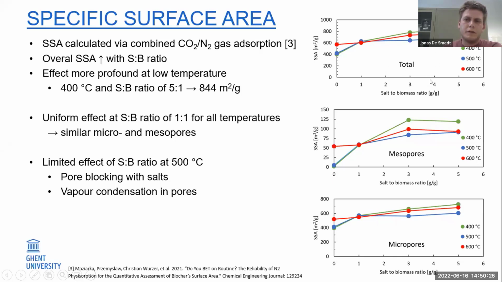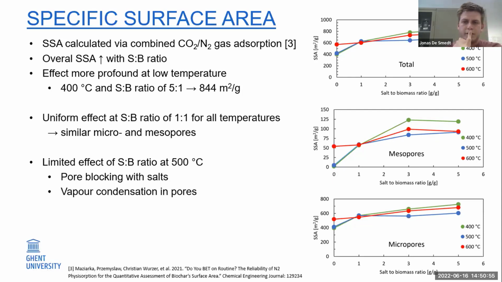On the top graph is the overall or total specific surface area. Below that, the mesopores, and below that, that of the micropores. We know that the overall surface area increases with the amount of salt that was added. The most profound effect was at 400 degrees Celsius with a salt to biomass ratio of 5. There we had a specific surface area of 844 square meters per gram.